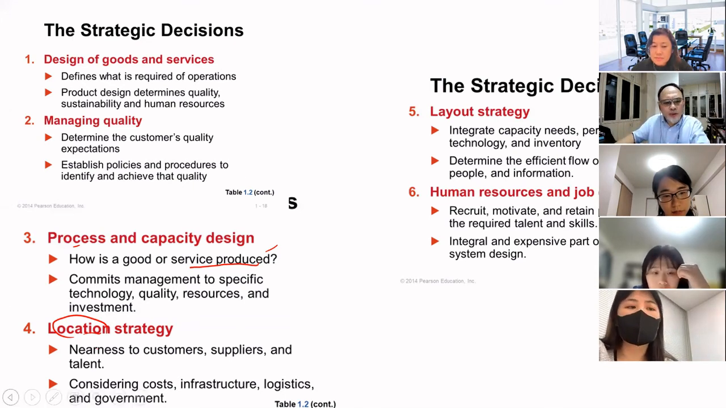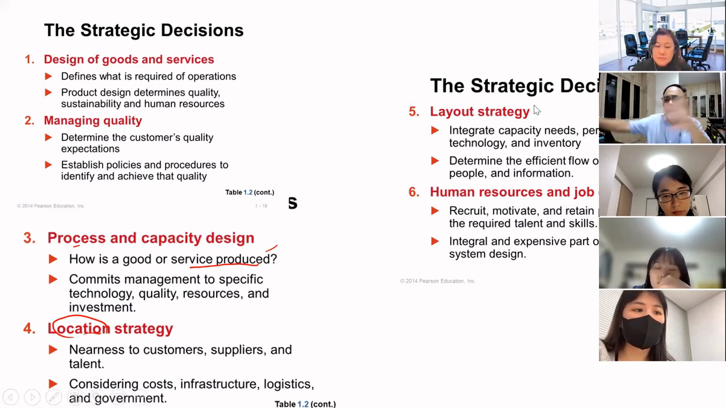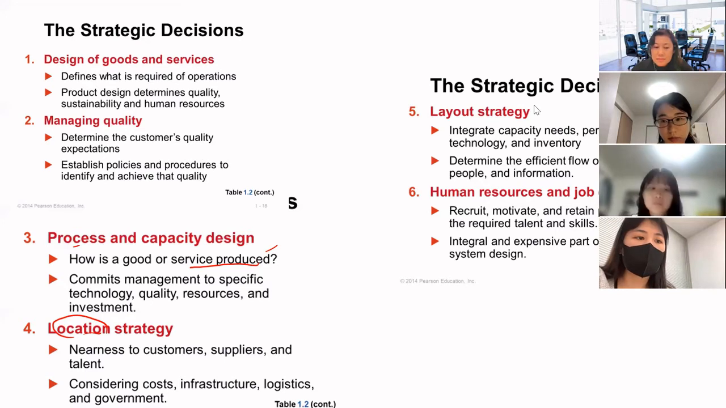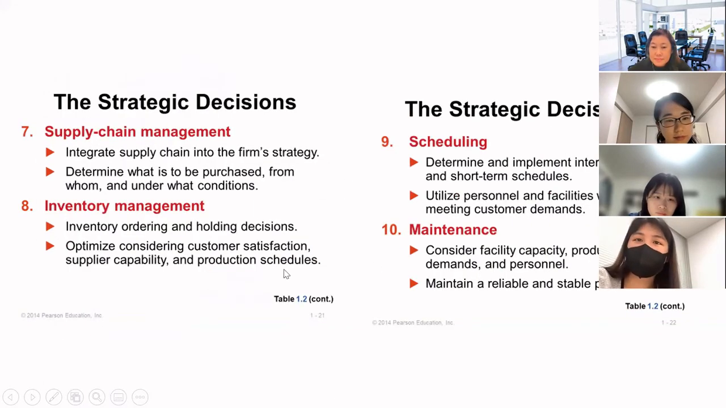So layout strategy. Once we have a location, we need to think about layout. How to make the product. You cannot simply have no layout. So you need to integrate the facility as well as the personnel, employed workers, technology, inventory. So layout strategy, human resource and job design. But not this semester, Sarah. Human resource is next semester. If you want to take Production Management B, we can study human resource and job design. Okay, supply chain management is also a strategic decision. Integrate supply chain into your strategy.